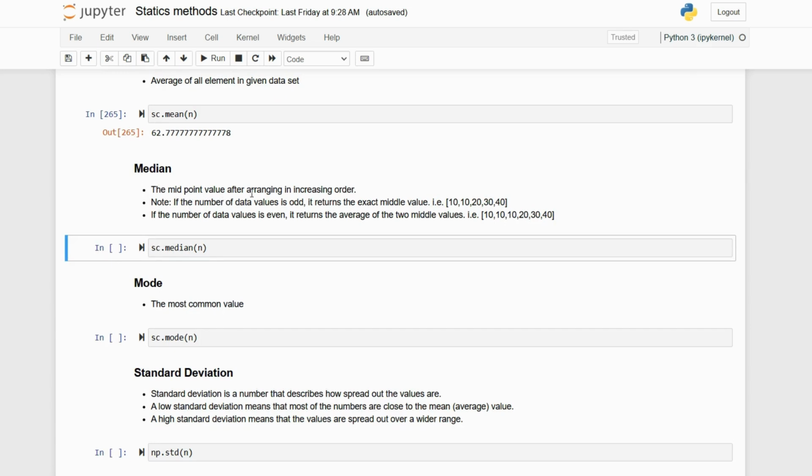The median is the midpoint value after arranging the data set in increasing order. Whenever we calculate the median, internally it arranges the data set into increasing order and then picks the midpoint value. Suppose you have an odd number of data elements in your data set, then it picks the exact middle value. Like here, we have a total of 5 elements. So first internally it arranged them in increasing order and then it picked the exact middle value. But if the number of elements in your data set is even, then it returns the average of the two middle values. Here we have a total of 6 elements, which is even. So internally it arranged them in increasing order and then took the average of these two middle values, which we call the median.